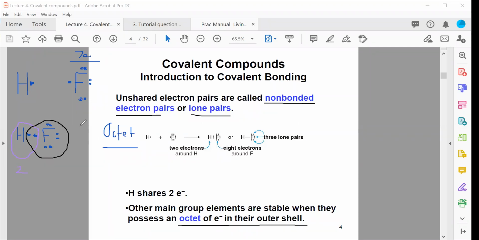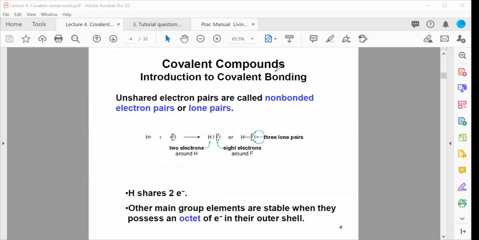Everyone put your answer in the chat box, whatever you think. Okay, we've got another couple of 3s. All right, I get the message. You all understand that. Fantastic. Great. Yep, 3 lone pairs. Excellent.